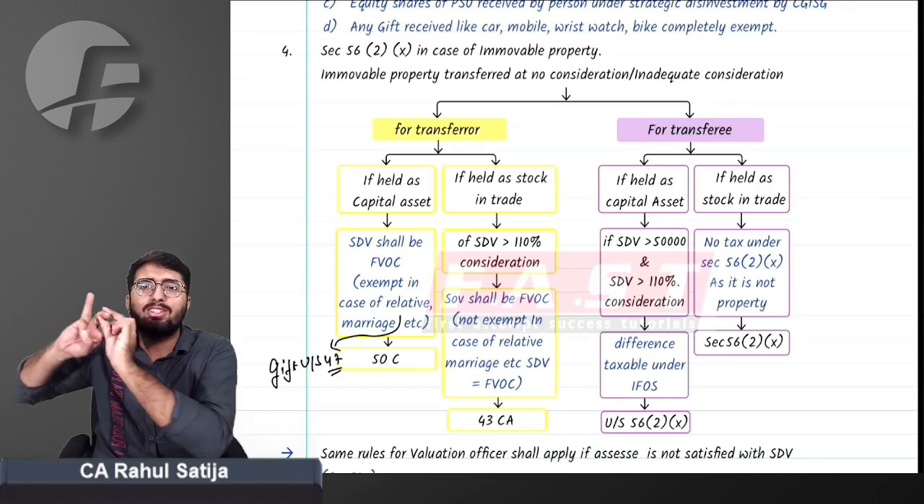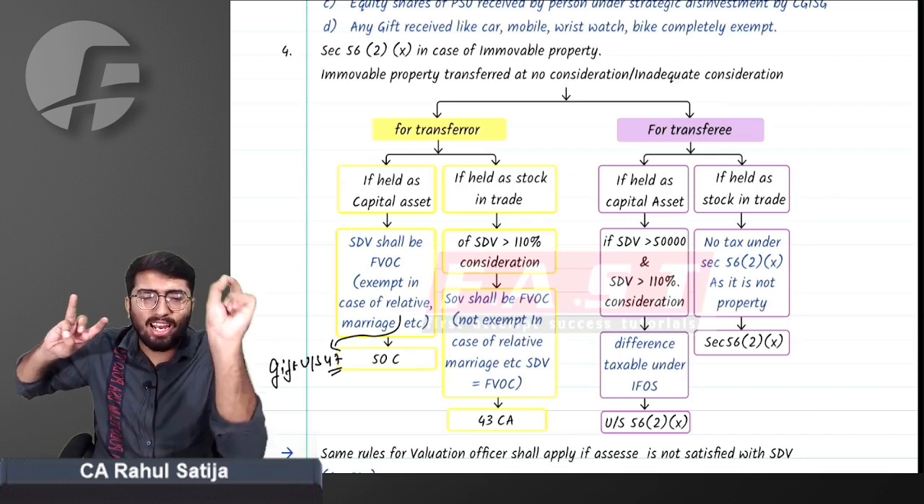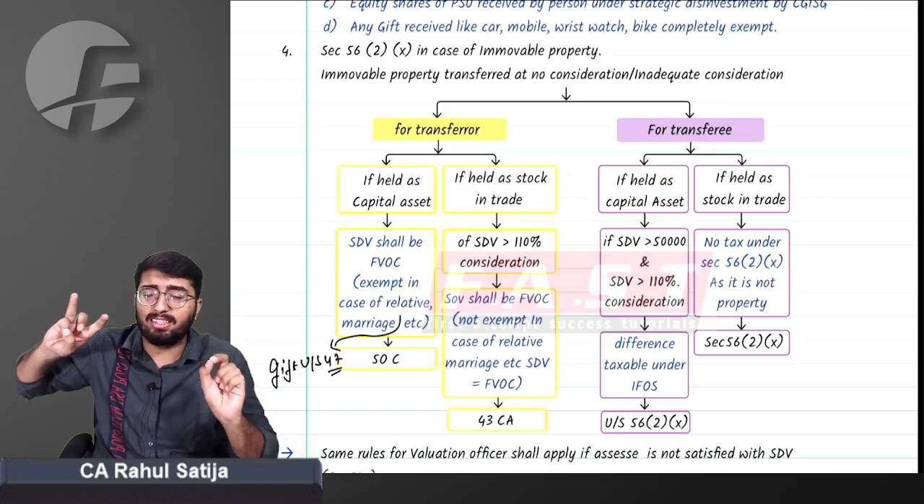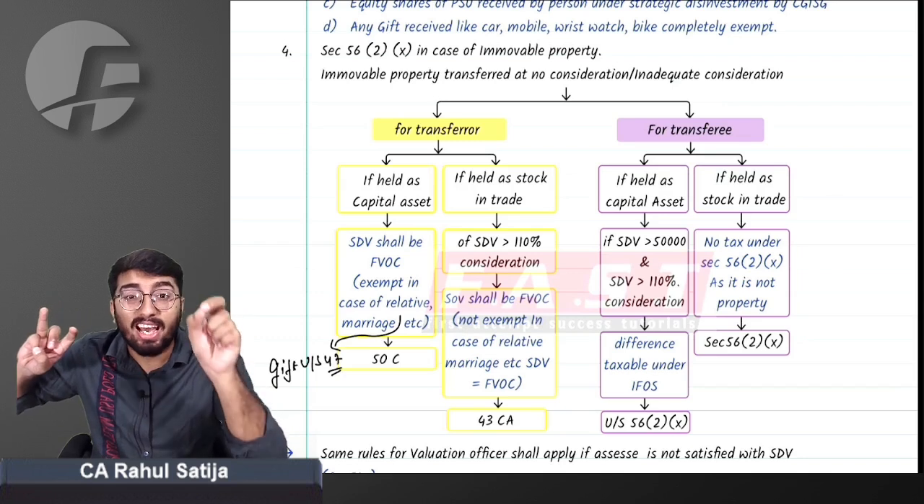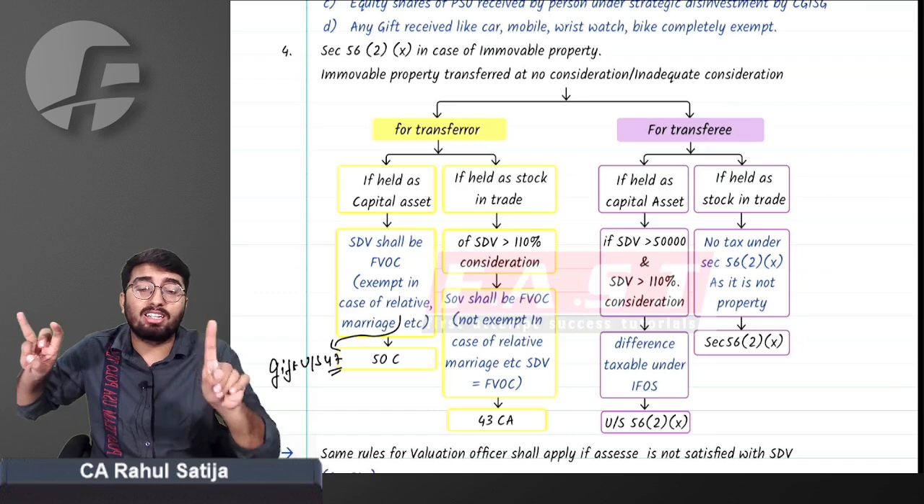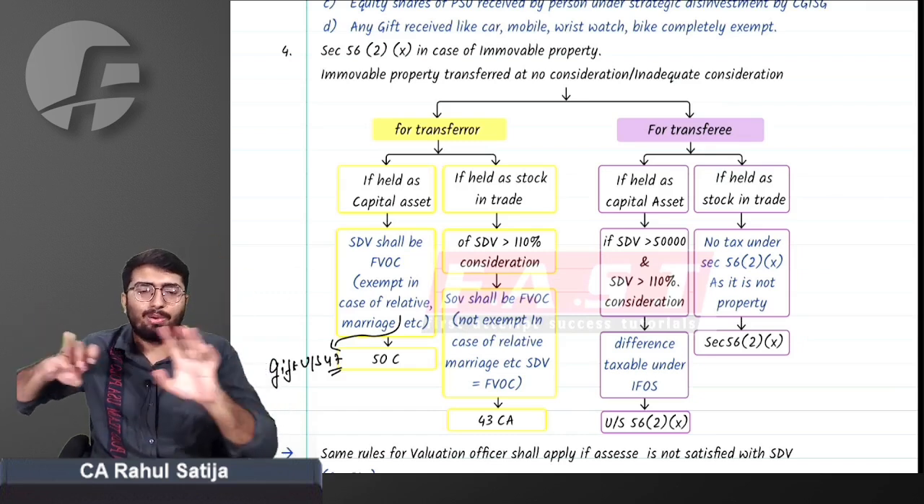But what if the transfer was taxable in the hands of Shraddha? Shraddha held that property as a capital asset. It was taxable in her hands. So what will be the cost of acquisition? The tax paid value will be the cost of acquisition. The SDV on which Shraddha was liable to tax will be her cost of acquisition.